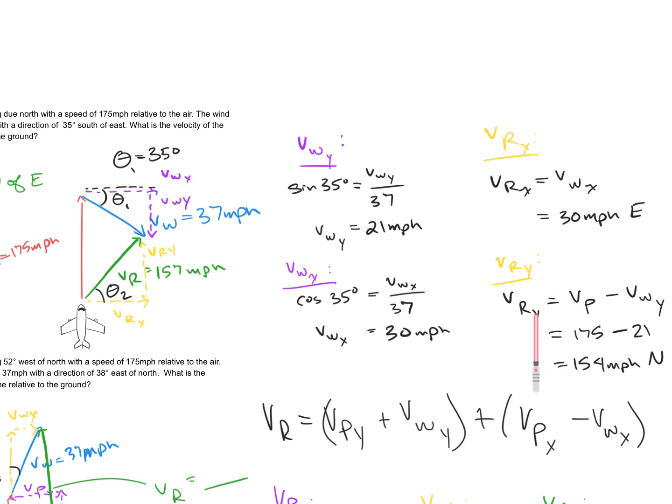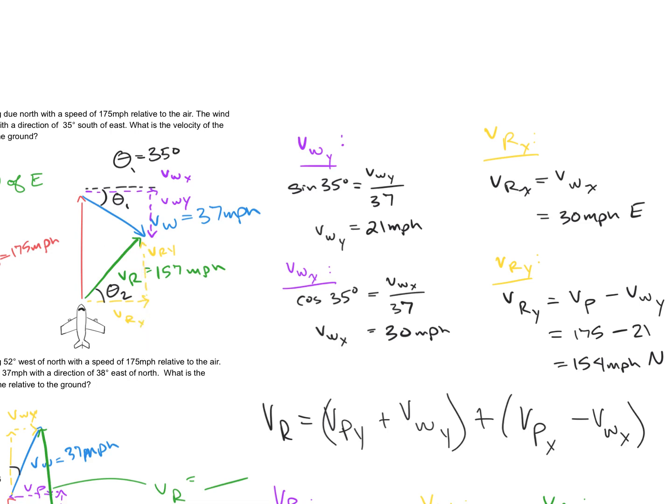Now the y component. The resultant y component is the plane's velocity north, subtracted by the y component of the wind's velocity. Those two are in the same dimension. They're both in the y dimension, but north is positive and south is negative. So we have 175 miles an hour minus 21, which produces a resultant vector in the y direction of 154 miles per hour. So I know this yellow one right here is 154.